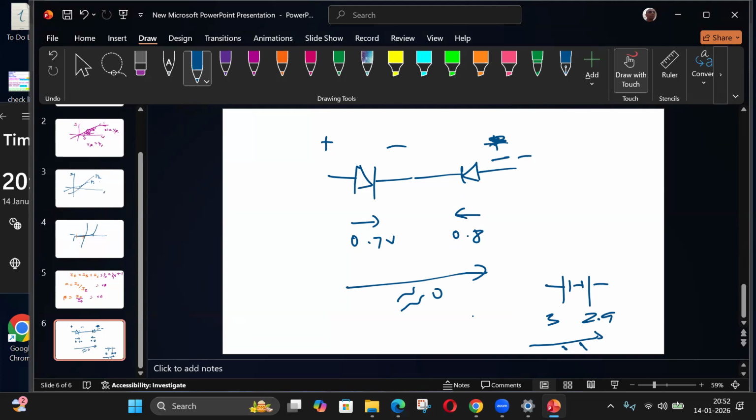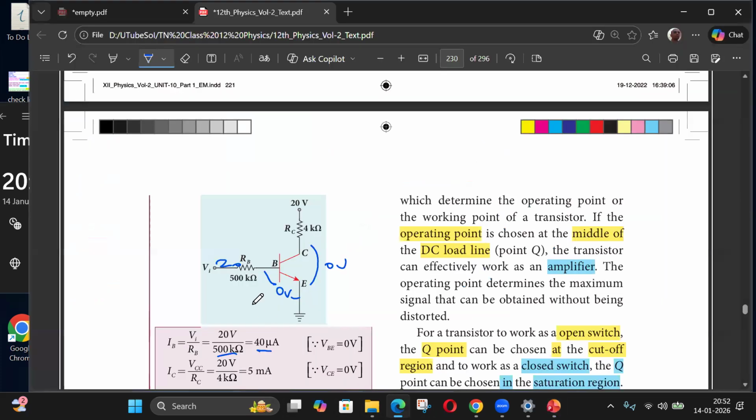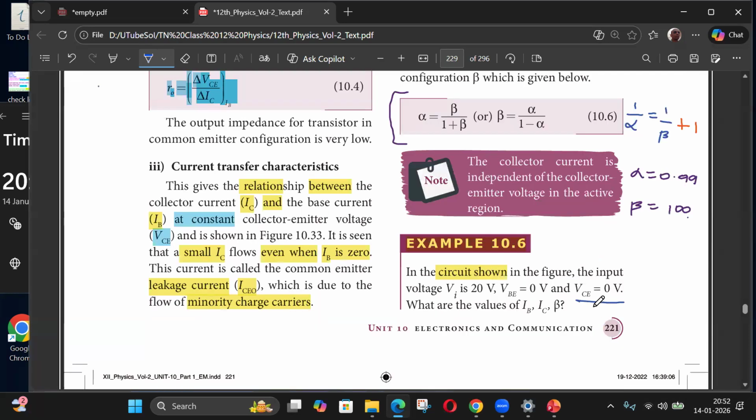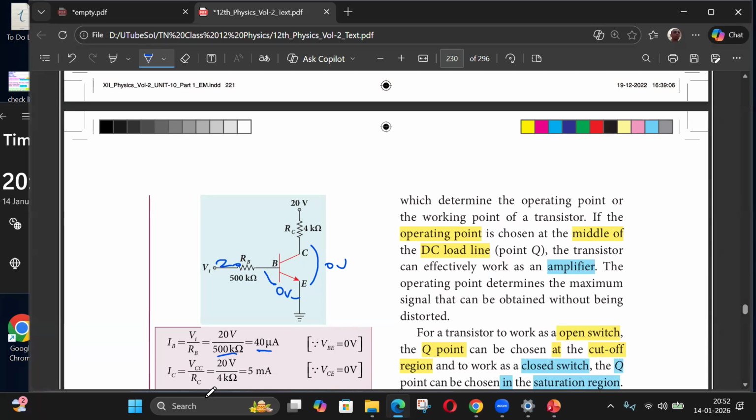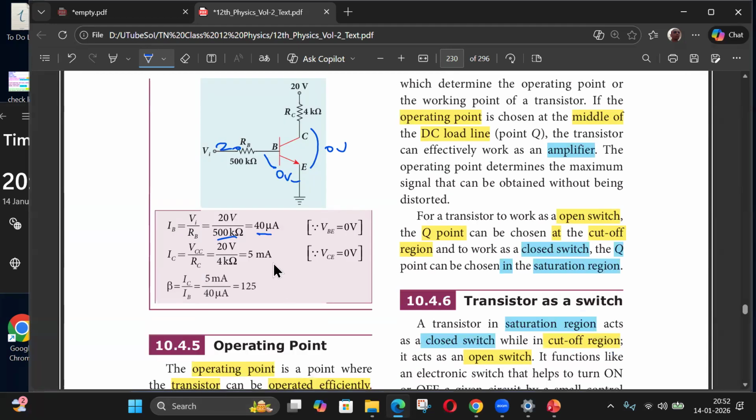Okay, so same thing for a transistor. Across CE also the voltage is close to 0. This is close to 0 because of the forward bias. This is close to 0 because the two voltages will oppose each other. So that's why VC is 0. So this is 0 volts, this is 20 volts. So 20 by 4K is the current in this one. So 1K will give me milli, and this is a big number, so it's milli.